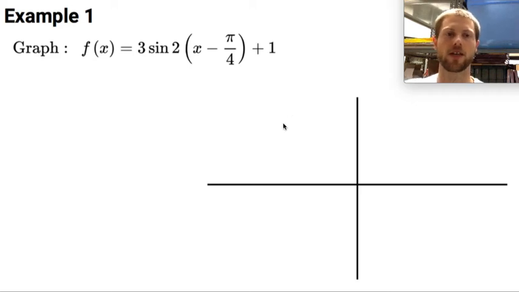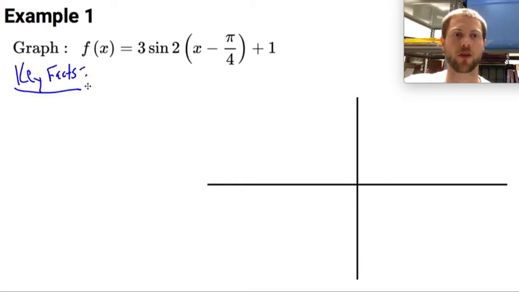All right, let's take a look at an example of how to actually put the pieces together and graph this function here. So I want to graph f of x equals 3 times the sine of 2 times the quantity x minus pi over 4, plus 1. The best way to do this is basically just list all of your key facts here.